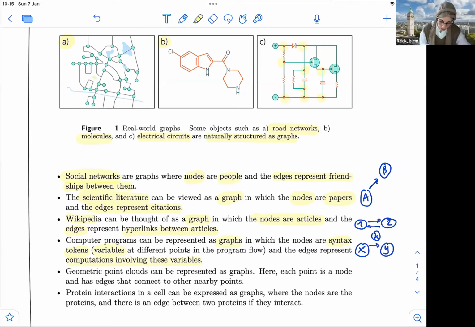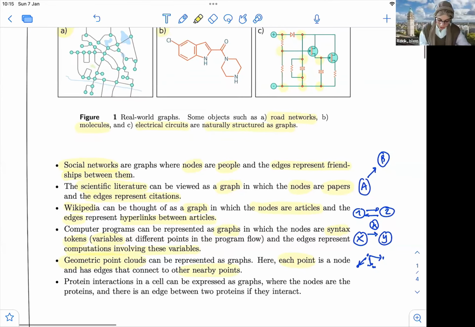So also geometric point clouds can be represented as graphs. Here each point on the cloud is a node and has edges, and these edges connect this node to nearby nodes. So you have this kind of structure where you have a bunch of nodes that are connected in a directional or undirected way. We're going to see the types of graphs in a bit.